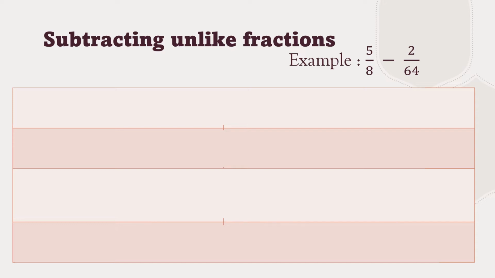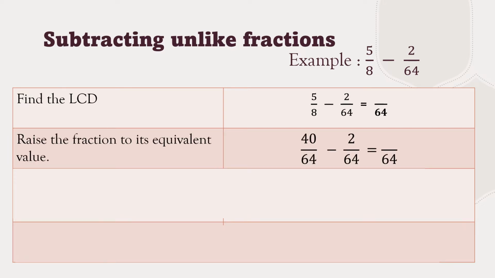So we have here an example, 5 over 8 less 2 over 64. In this example, our denominators are different, so we are subtracting unlike fractions here. If fractions are unlike, we are first going to determine the LCD. The LCD for this is 64. Okay, now we have an LCD. We are going to raise our fractions to their equivalent values.